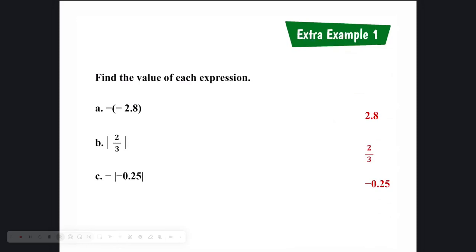The answer to problem A is 2.8. The answer to problem B is 2/3. The answer to problem C is -0.25.